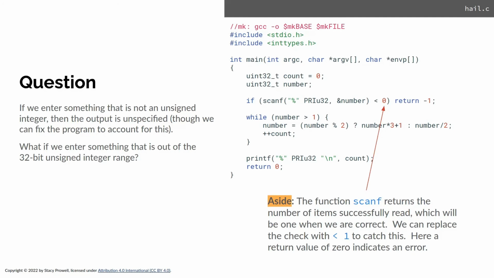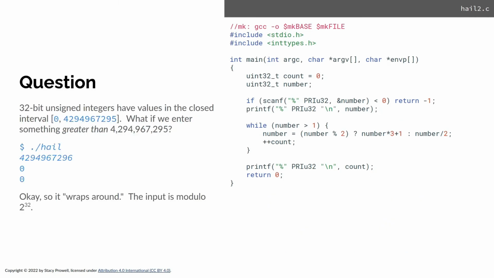So back to our little program. If we enter something that's not an unsigned integer, we get random stuff. What if we enter something that's outside the 32-bit range? Okay, we can do that. The 32-bit range goes from 0 up to this big number. What if we enter one more? So instead of 95, it's 96. In that case, we get a 0. So it looks like it's wrapped around, and that would be evidence that the input's modulo 2 to the 32.